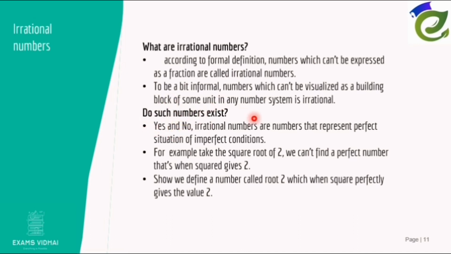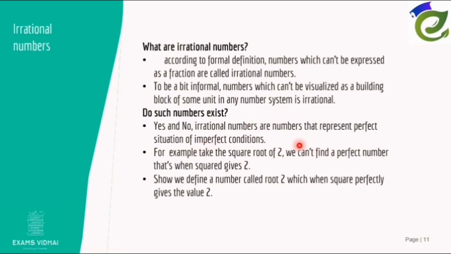Irrational numbers are numbers that represent a perfect situation of imperfect conditions. So there's some condition that's always imperfect, and you want to represent the perfect condition of that imperfect situation. What will you do? You define some number. So that's an irrational number.